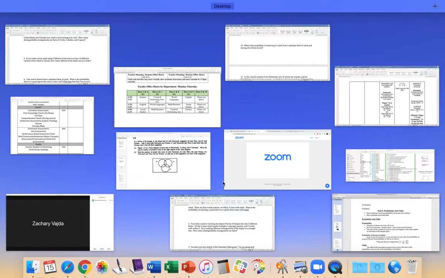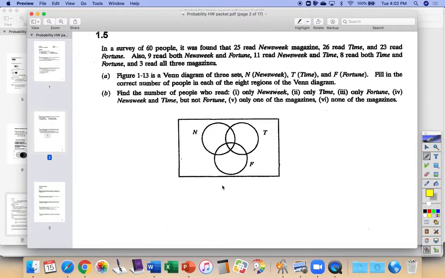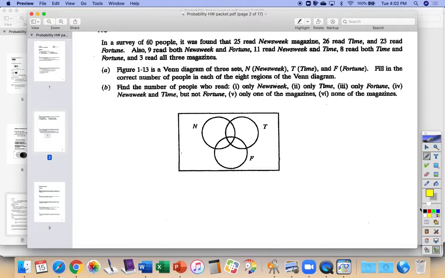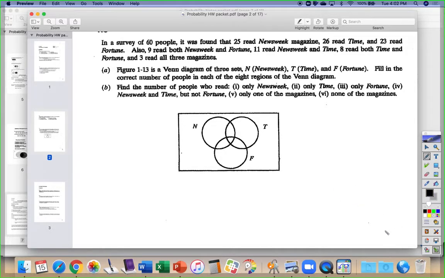Before we move on to probability and odds, I think it's great if we did one more example. And I'm picking this one from your homework packet. I'll write it out. This is homework packet, page 2, number 5. And this one has 3 circles. I wanted to step up the game. Let's just do it. Watch.